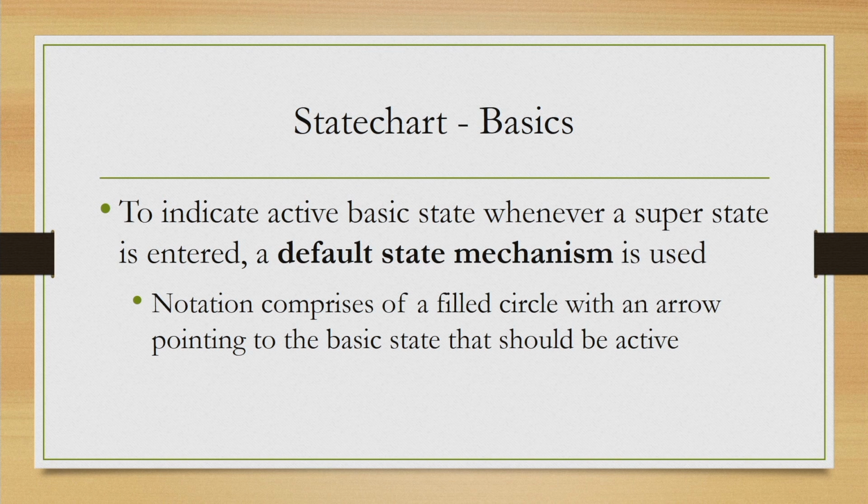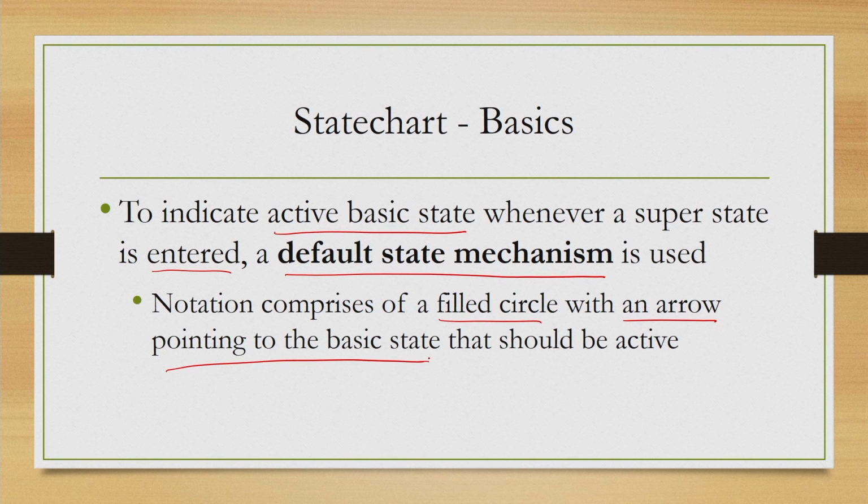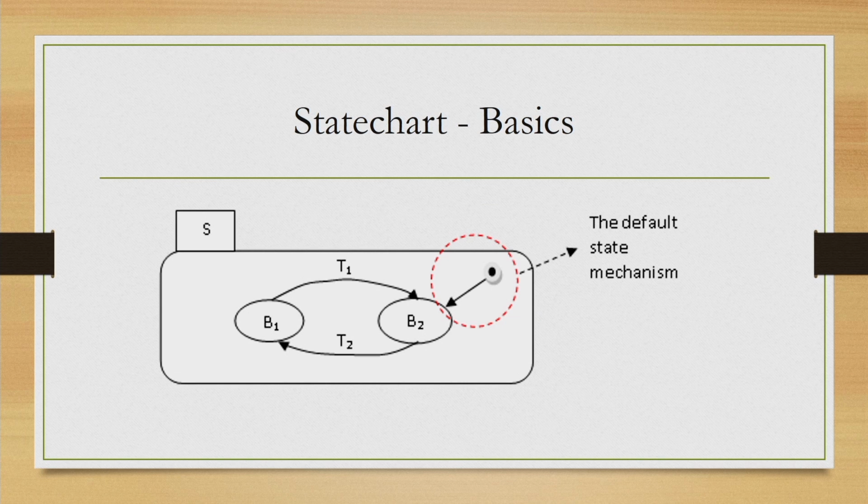To indicate the active basic state whenever a superstate is entered, there is a notation which is called default state mechanism, which is used to indicate the behavior. Now, this notation comprises of a filled circle with an arrow pointing to the basic state that should be active. Let us try to understand it with an illustration.